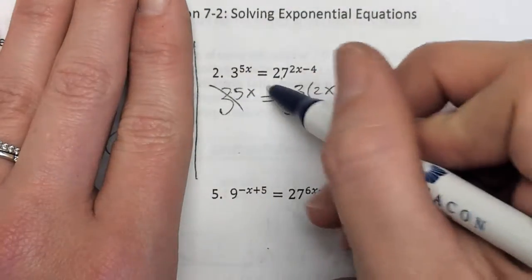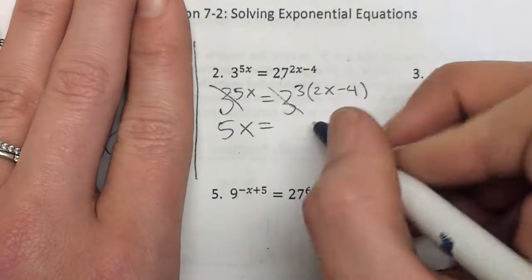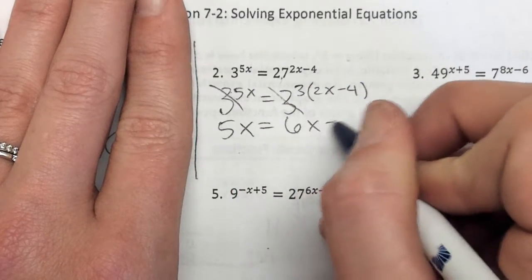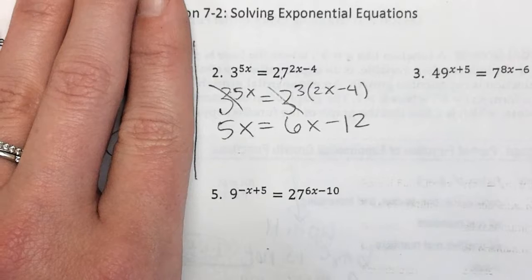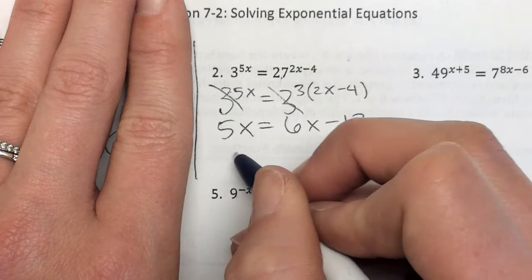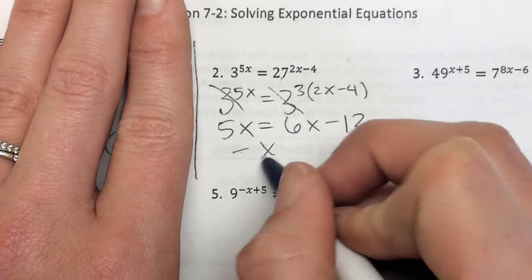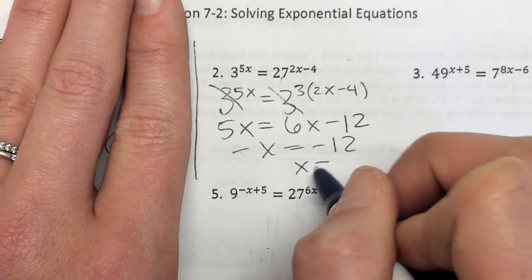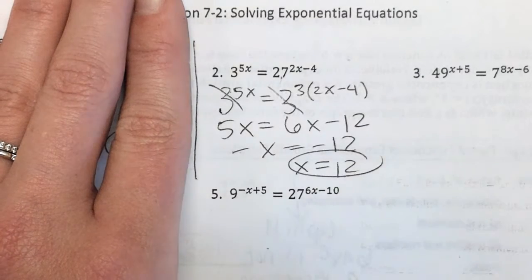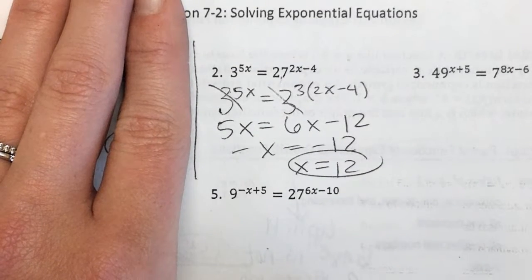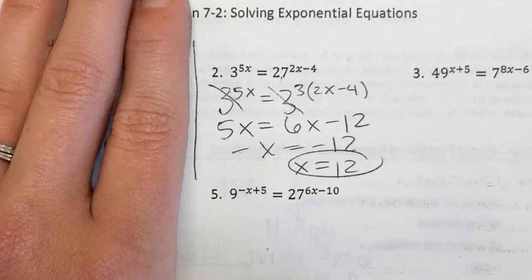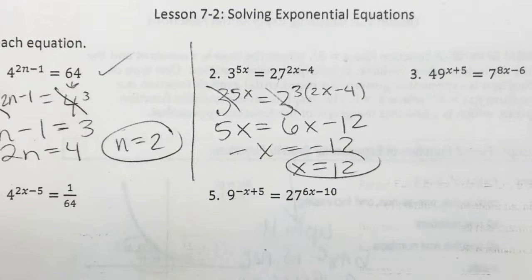Cancel out our 3's. So I'll have 5x equals what? Very good. What should I move? So it'd be, so x equals 12. Perfect. Everybody good with those two? Try 3 on your own.